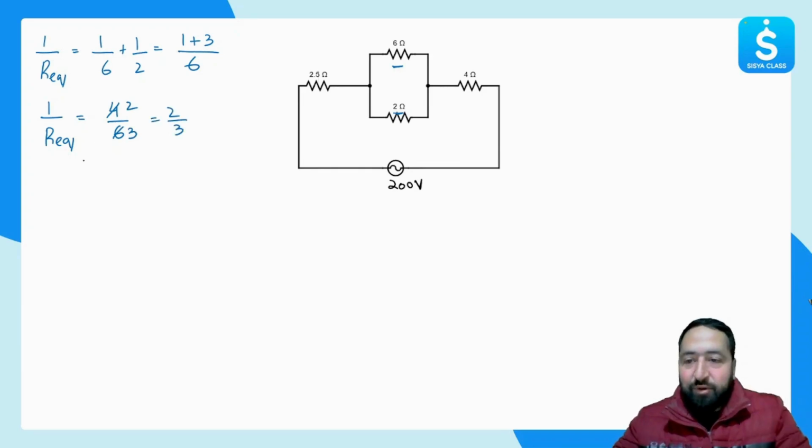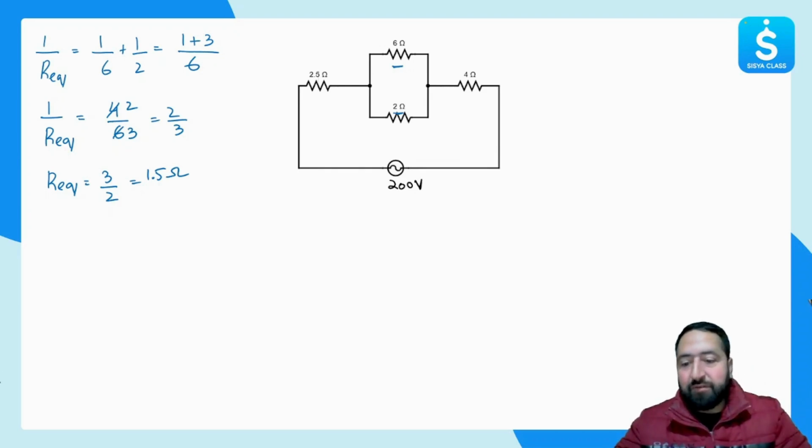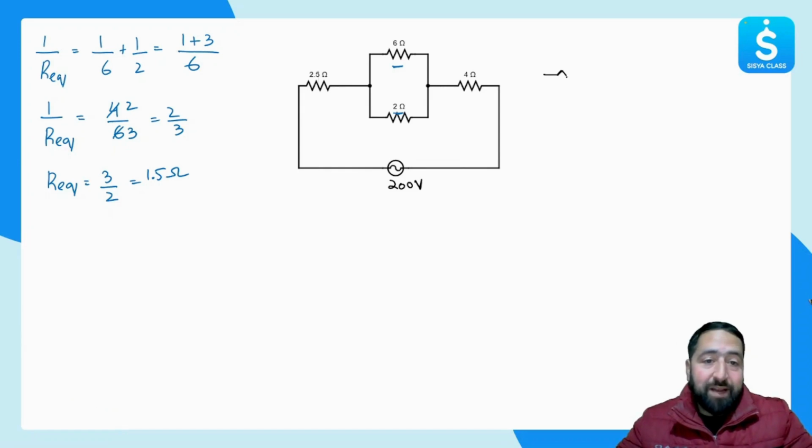Now I take the reciprocal of this and R equivalent equals 3 divided by 2 ohms, that is 1.5 ohm. Got it? So instead of these two resistors, I can use only one resistor which will be of 1.5 ohm resistance. Got it? I hope you are getting it.